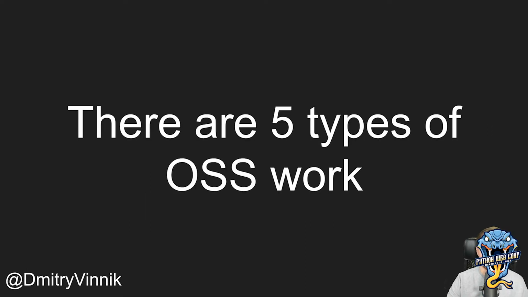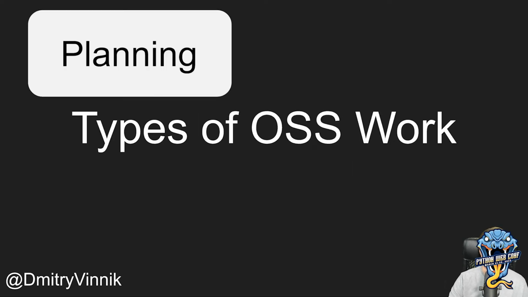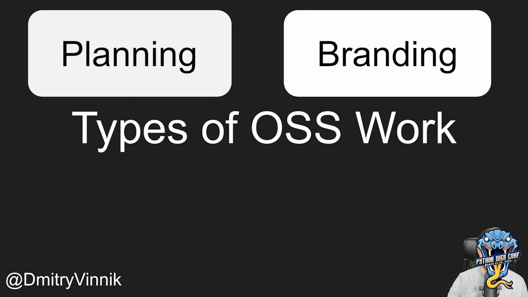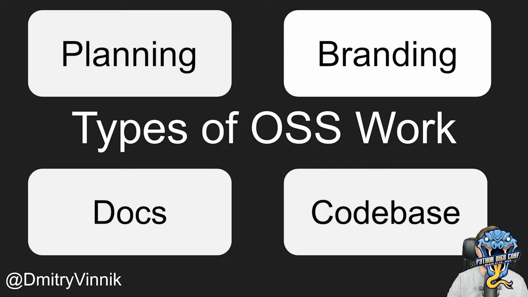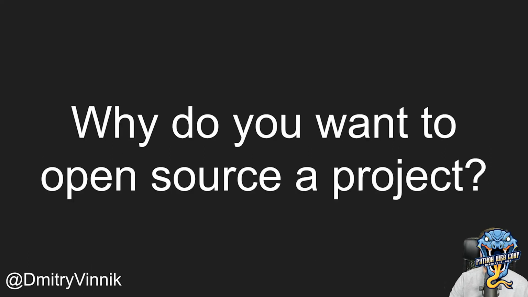So in general, there are 5 types of open source work you can think of. And the types of work that we'll discuss are planning, branding, documentation work, and code-based work, source code work. So let's go one by one. Let's look at planning first.